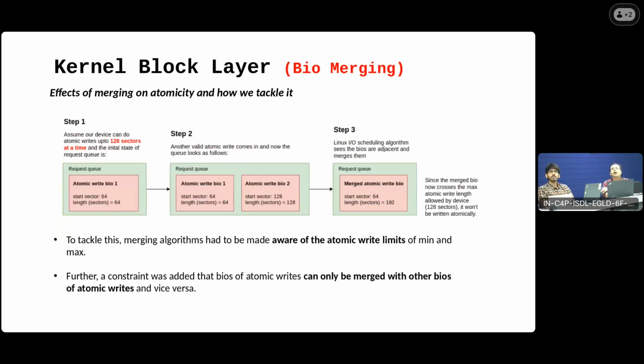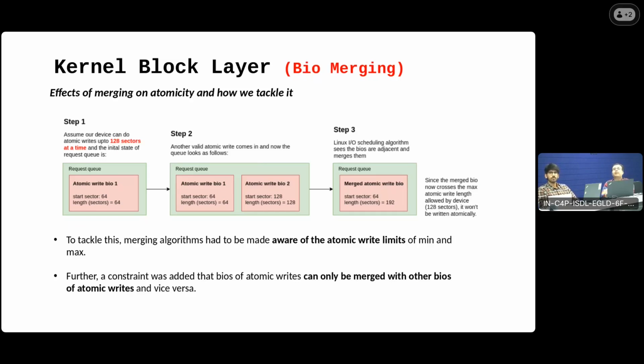Let's say our atomic write can only support up to 128 sectors at a time. This is just an example; we are considering one of the common problems that exists with the current block layer. So let's say 128 sectors is the maximum supported atomic write from a device. And let's say in the request queue you have one bio at a start sector of 64, which is an atomic write submitted by the user, and the length is also 64. So this is already following the device constraint.